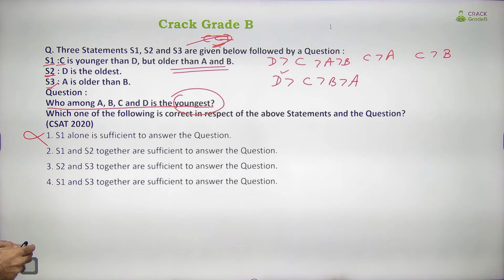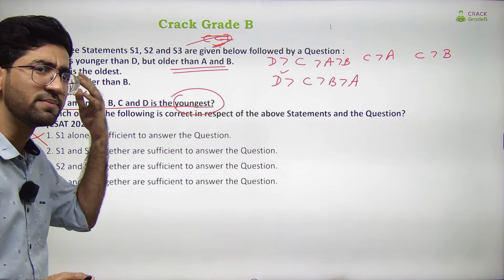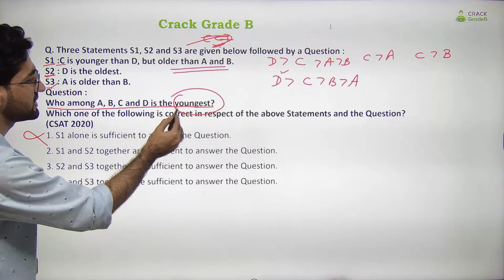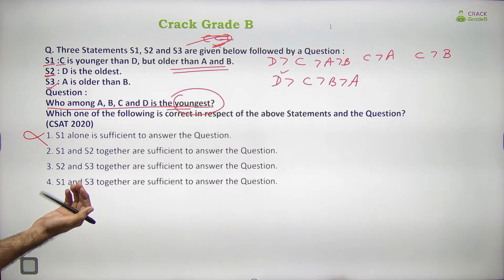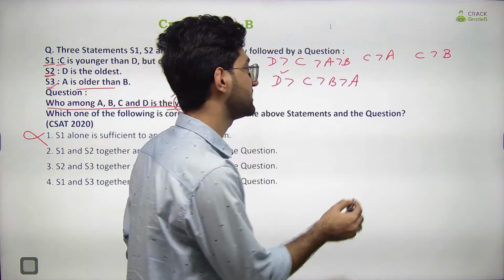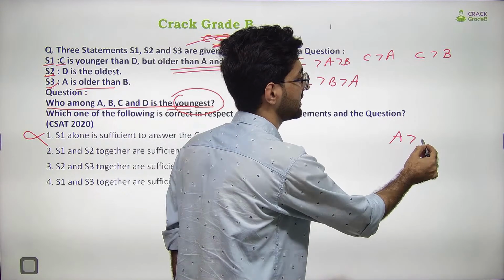D is the oldest. Okay, tell me, if you know that D is the oldest, are you able to answer? You are not able to answer. Now let us look at A is older than B. Okay, now you have got one interesting data that A is greater than B.